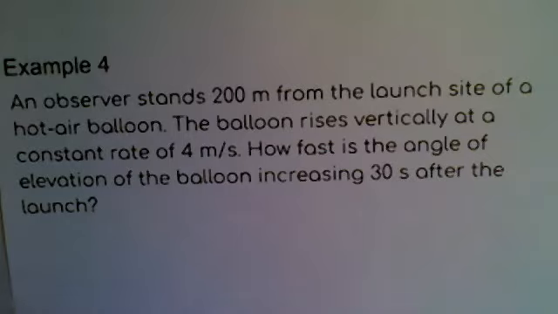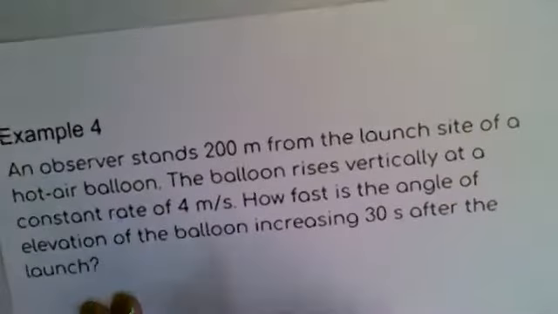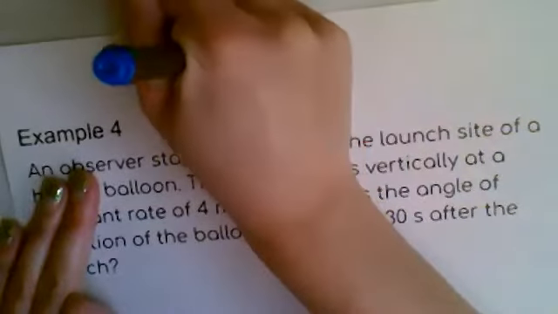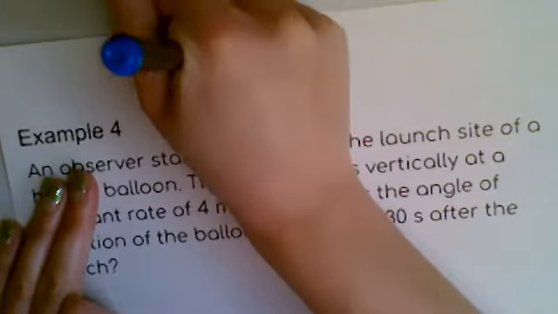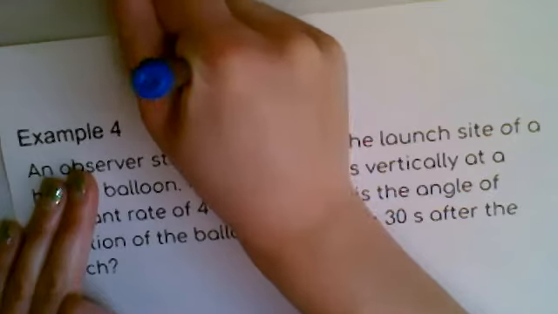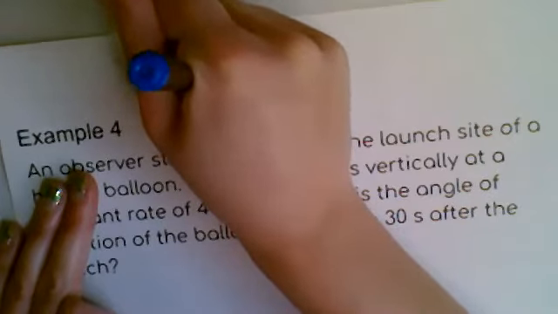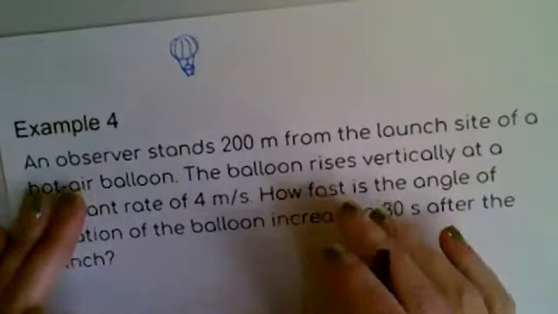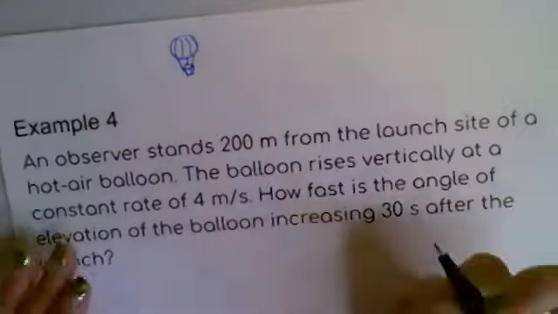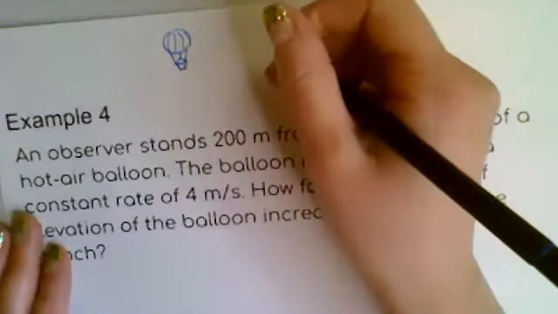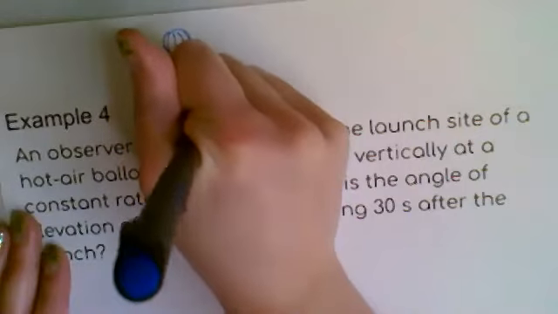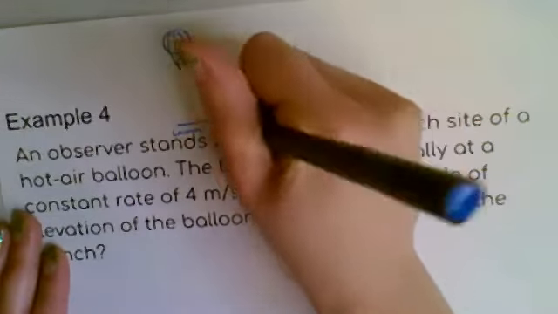Okay, so we have our hot air balloon. Ooh, this is pretty good. All right, so hot air balloon. And then we have an observer that is 200 meters from the launch site. So here's going to be my launch site, and then the observer is 200 meters away.